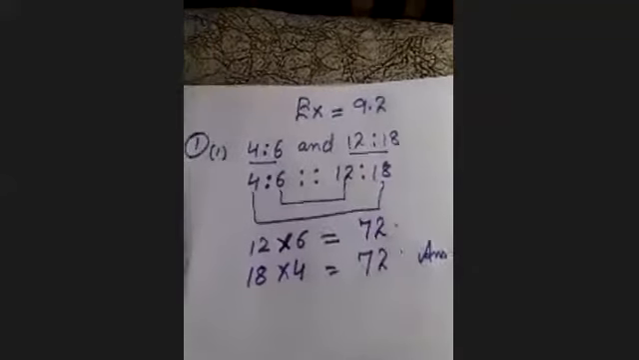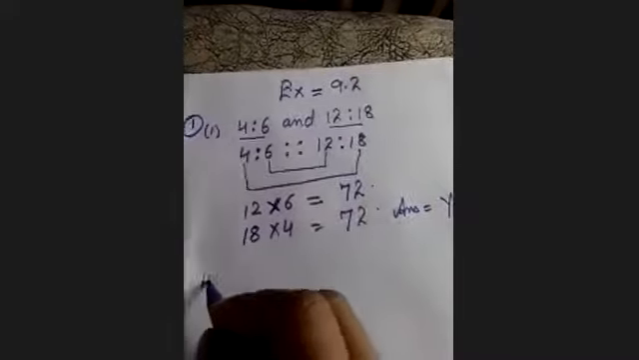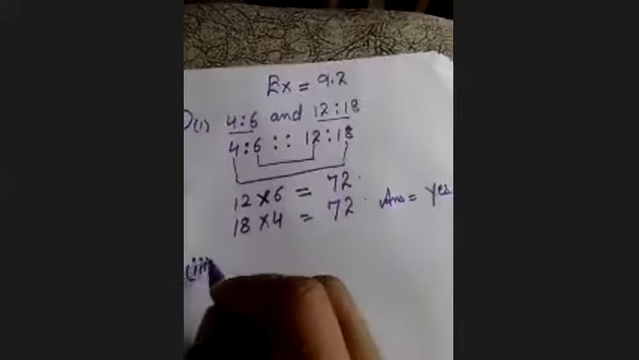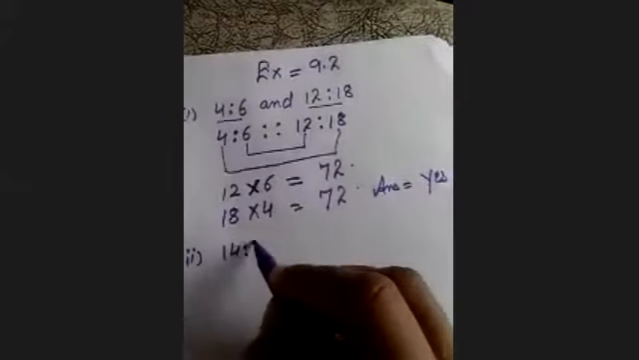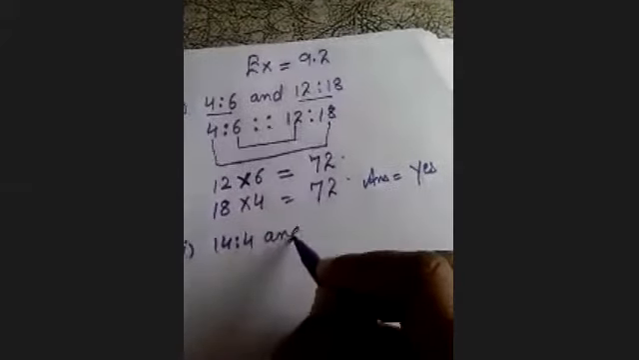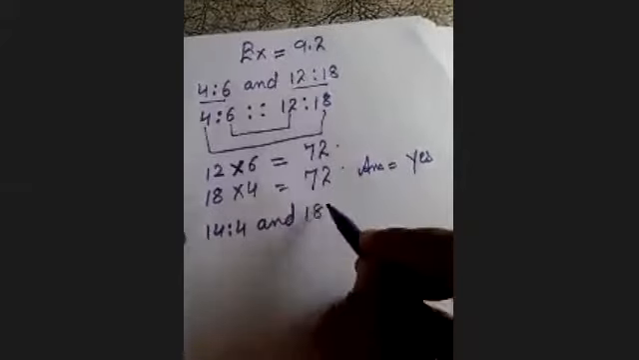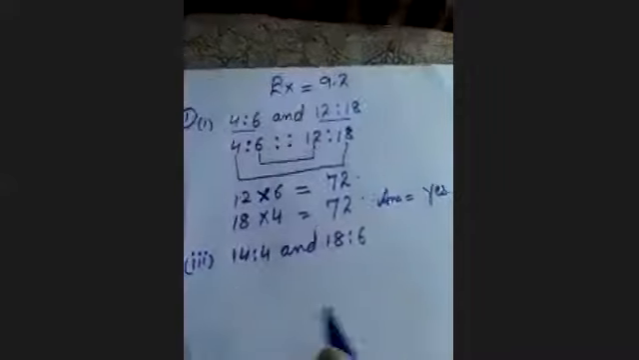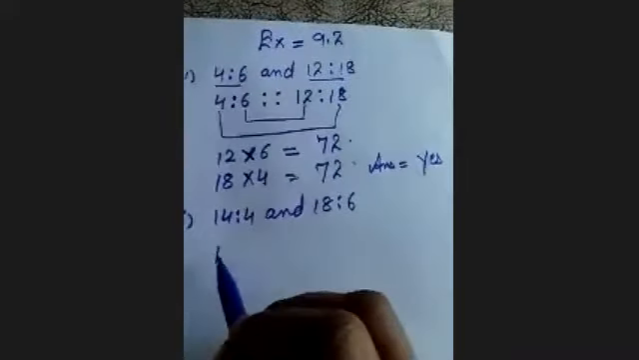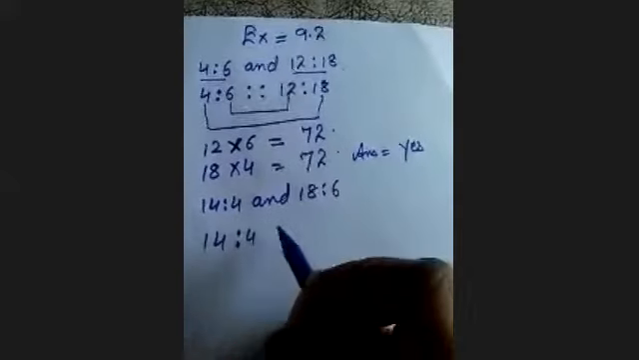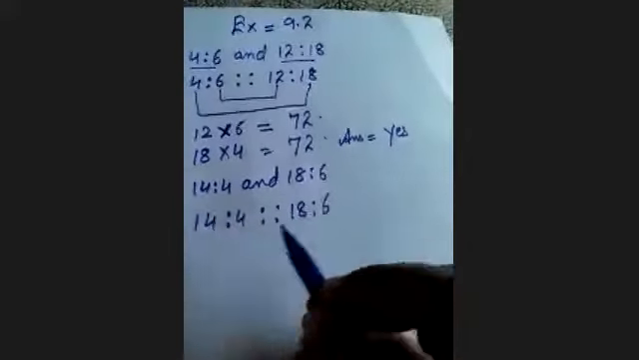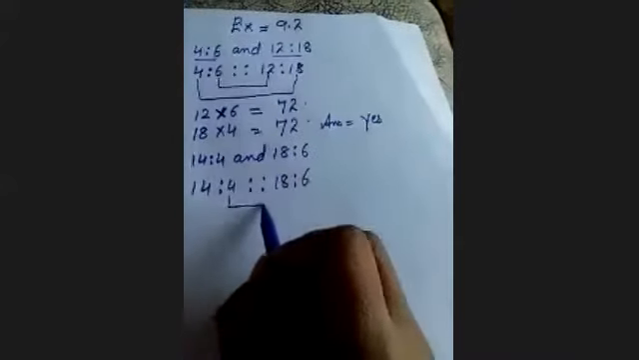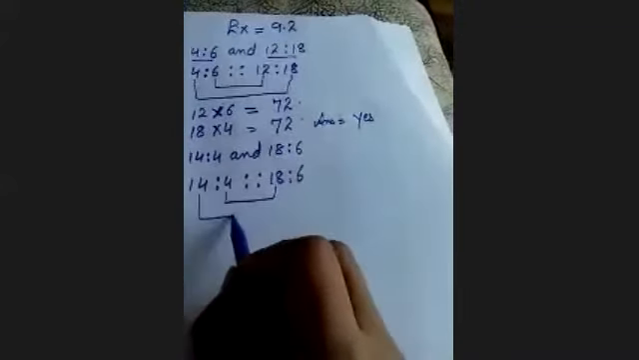Next is the third part. Third part, we have 14:4 and 18:6. Now 14:4 proportion 18:6. Now find the product of means and product of extreme terms.